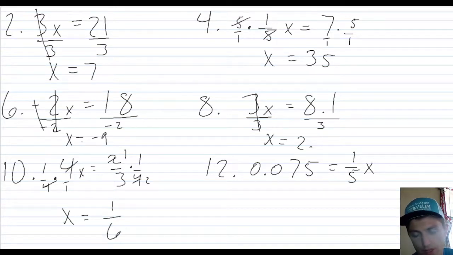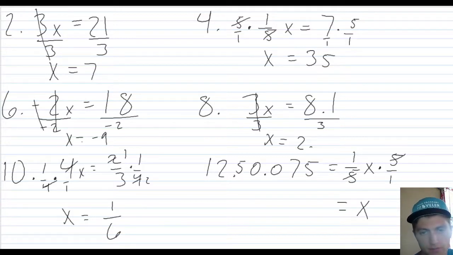0.075 equals 1/5 x. What's happening to x is being multiplied by 1/5, so we can multiply by the reciprocal to undo that. Cancel, cancel, we're just left with x. What we do to one side, we've got to do to the other. That's the same as multiplying by 5. 5 times 0.075 gives us 0.150, I think. But double check my work, I'm not sure on that one.